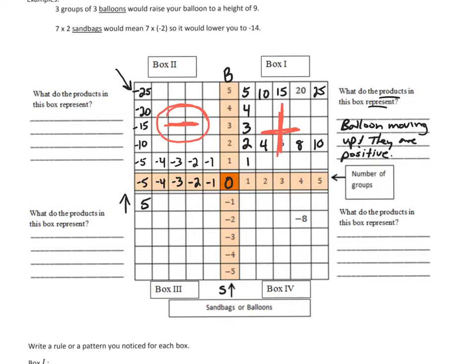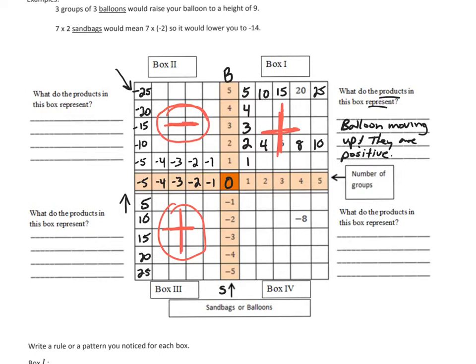5 groups of 2 sandbags would be 10. 3 would be 15, 20, 25. So what about these? These are all positive products. Positive, because when you remove groups of sandbags, the balloon must go up.